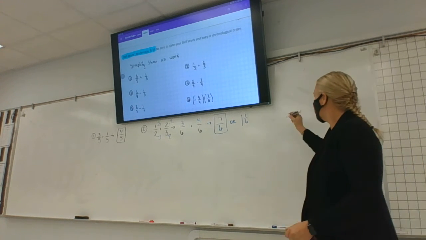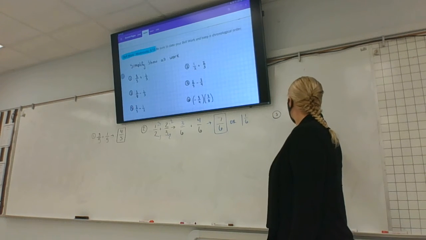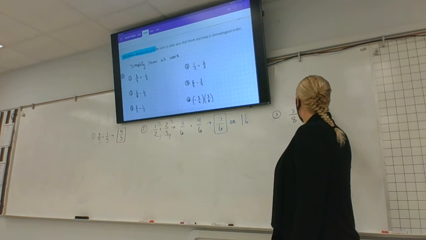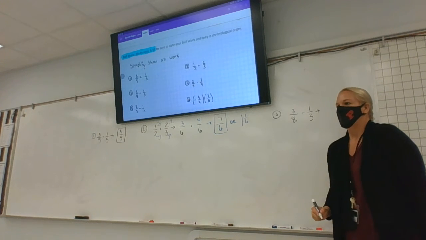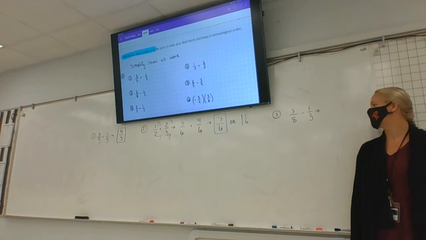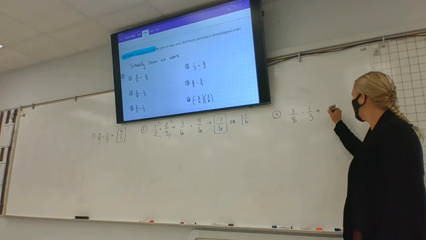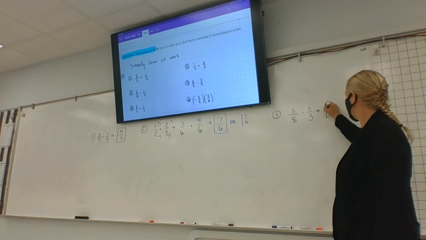Number 3, subtraction. So much more difficult. Okay. 8 and 3. Sydney, what common denominator did you pick? 24. I think that's the least common denominator. So I'll write it out twice.